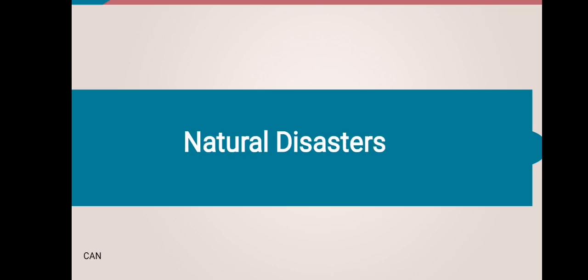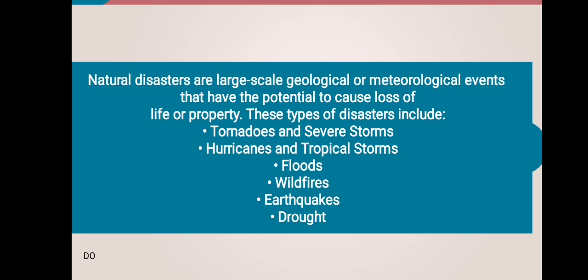Okay, pag-usapan naman natin ngayon ito yung mga natural na disaster or natural disasters. Natural disasters are large-scale geological or meteorological events that have the potential to cause loss of life or property. Okay, hindi lang po buhay, pati mga ari-arian din. Okay? Ito siya, yung mga type ng disasters natin like tornadoes, severe storms, hurricanes, and tropical storms, floods, wildfires, earthquakes, and drought or pagkatuyo.